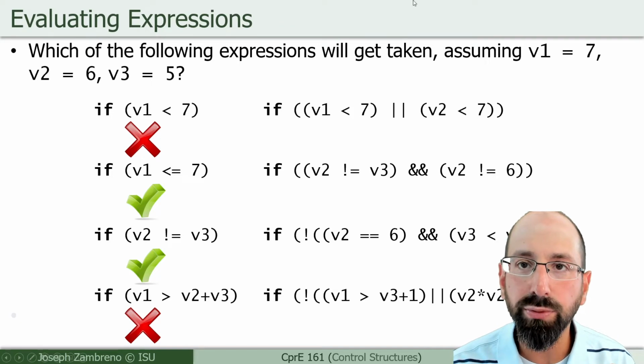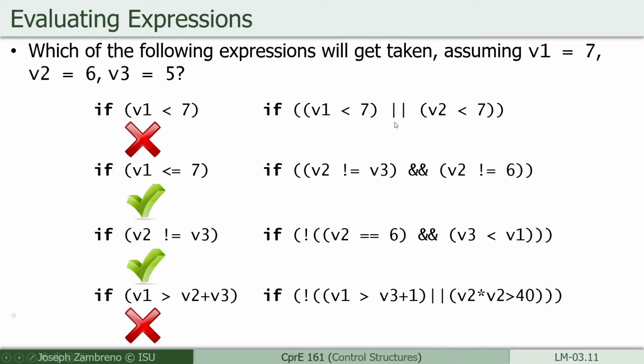Here's our first example with the Boolean operator. If v1 is less than 7 or v2 is less than 7, well, v1 is not less than 7, but v2 is less than 7, it's an or case.